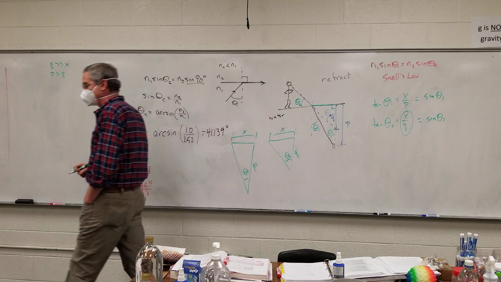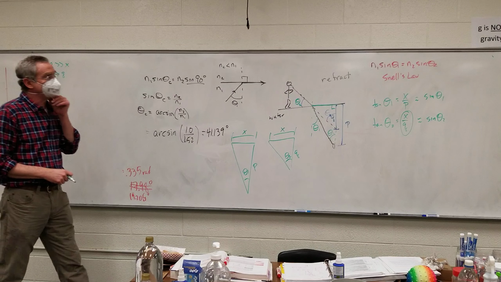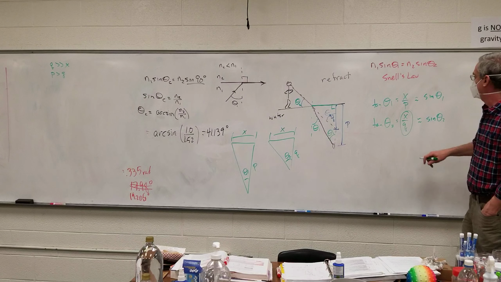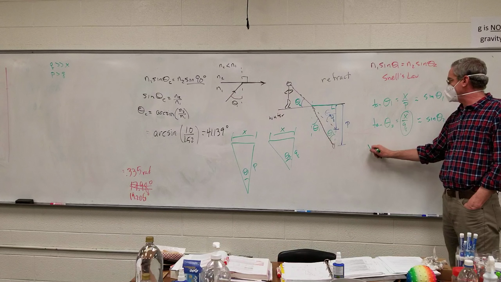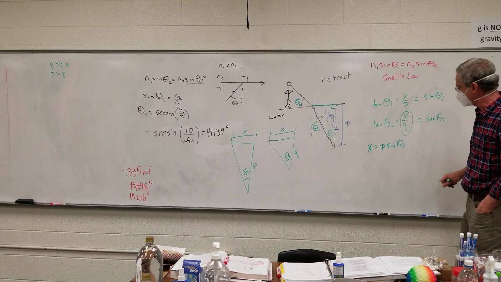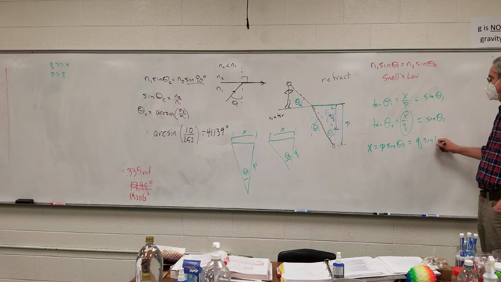Isn't that convenient? We've got sines again. Snell's law uses sines. So solving for x, I have x is equal to p sine theta 1, and from down here, that's equal to q sine theta 2.